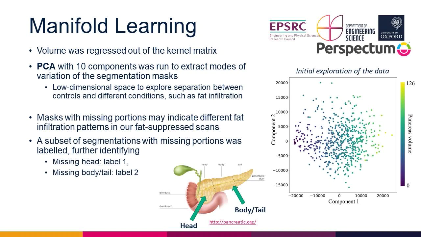These provided us with a low-dimensional space where we could explore separation between control subjects and subjects with different conditions, such as fat infiltration. We believe that segmentation masks with missing portions may indicate different fat infiltration patterns in our fat-suppressed scans. So we labeled a subset of segmentations with missing portions, further identifying which portion was missing, either head or body and tail.